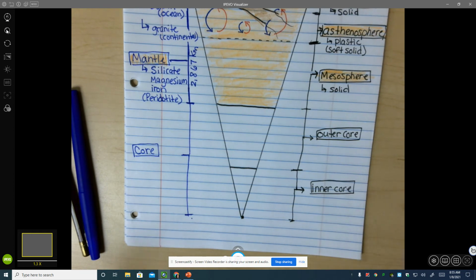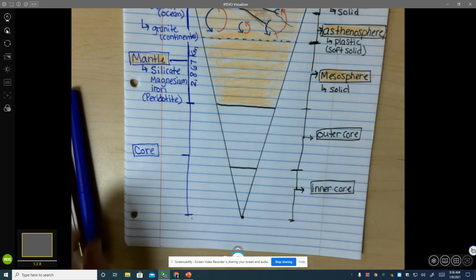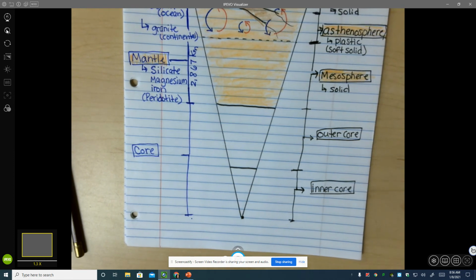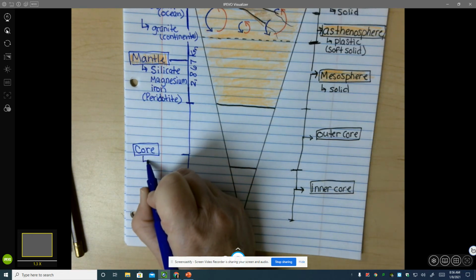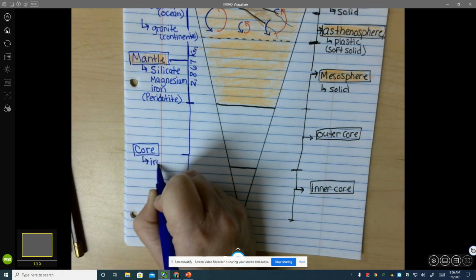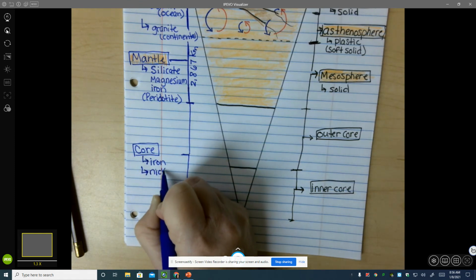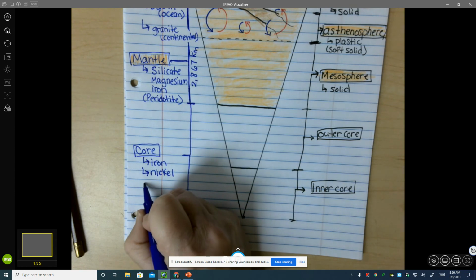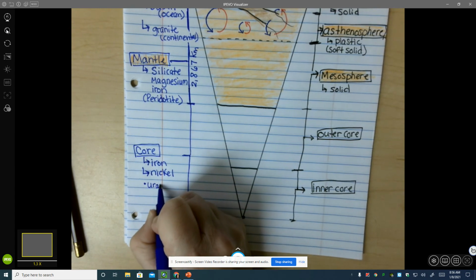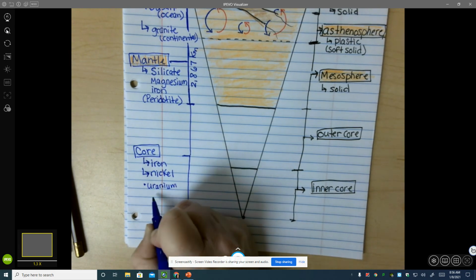And let's put some color to it just so we can know. What is the core made of? Iron and nickel. And both the inner and outer are made of iron and nickel. They have found traces of, I'll add them to this, uranium and thorium.